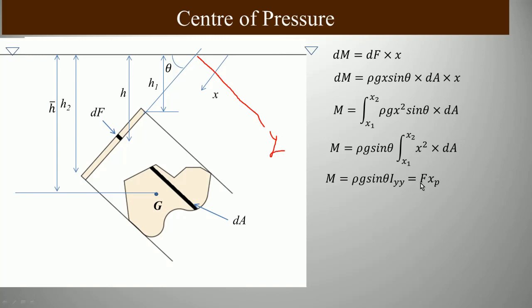Now if this is equal to F into xp, F is the total pressure, xp is the distance from this point to the center of pressure, somewhere here. Where is the center of pressure? We do not know, we will calculate that. So F into xp, what is F? We have put it as rho g sine theta x bar into A into xp. Now what is xp? xp can be Iyy divided by x bar into A, because all the other things get cancelled. Rho g sine theta and rho g sine theta get cancelled. So xp is Iyy divided by A into x bar. So this calculation becomes easy.